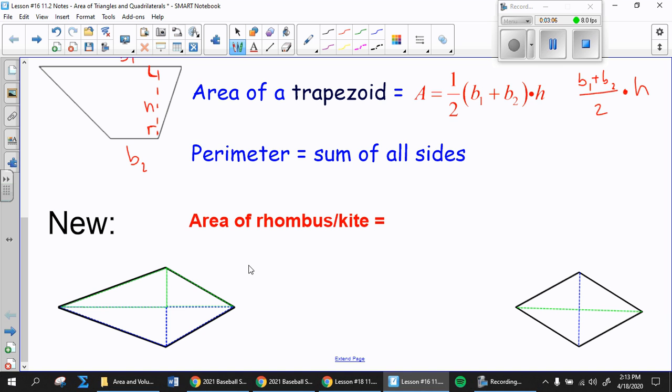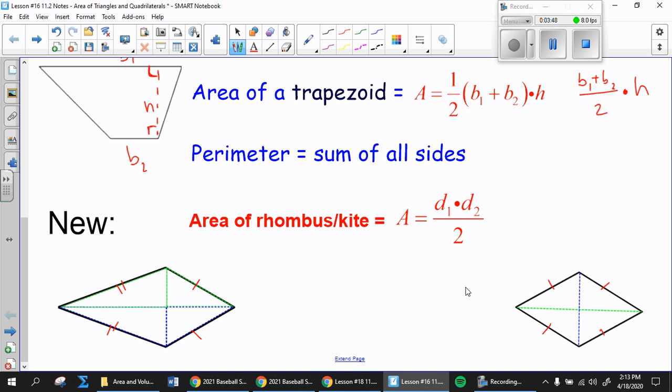Now, the new one that we are adding in today is a rhombus or a kite. With a rhombus and a kite, the formula is the exact same thing, no matter what. If it's a kite, remember that these sides are the same. So this side's congruent to this side's congruent to this side. With a rhombus, all four sides are congruent. For these two shapes, they are the same formula. It's D, so diagonal 1 times diagonal 2. So we're going to take the entire length of the diagonal times the entire length of the other diagonal and then divide that by 2. Same thing here. You would take this blue side times the green side and then divide that by 2.